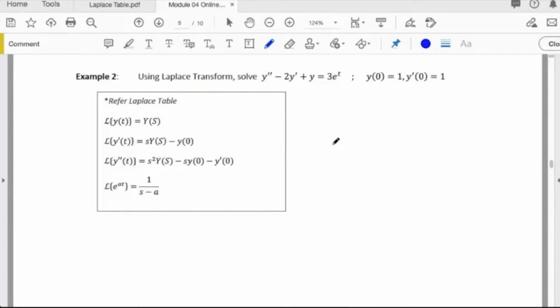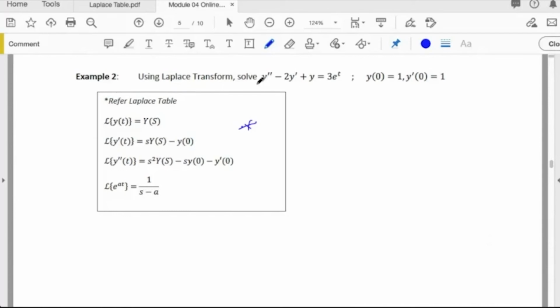Okay, so we move to example 2. Inside this example, I already have the Laplace table. I take it from the Laplace table, so we don't need to refer inside the Laplace table, we just refer here. All right.